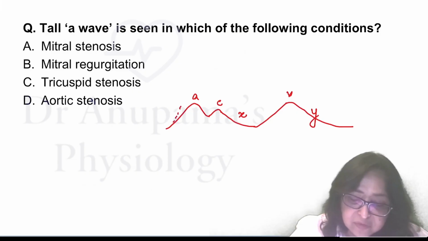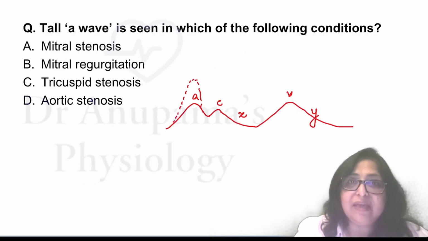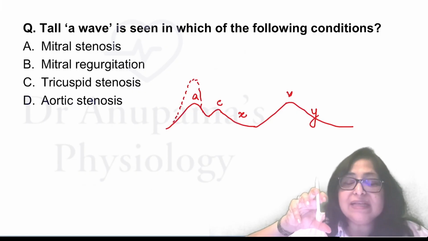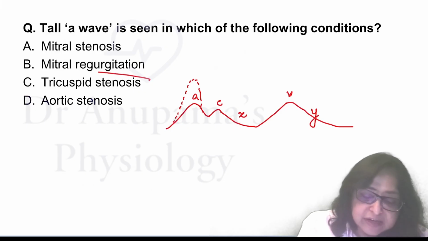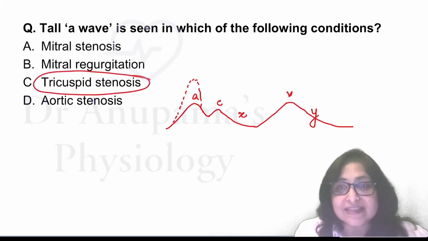What will cause an increase in the height of the A wave? That means the right atrium is exerting more pressure to pump the blood into the right ventricle. This will occur in tricuspid stenosis.